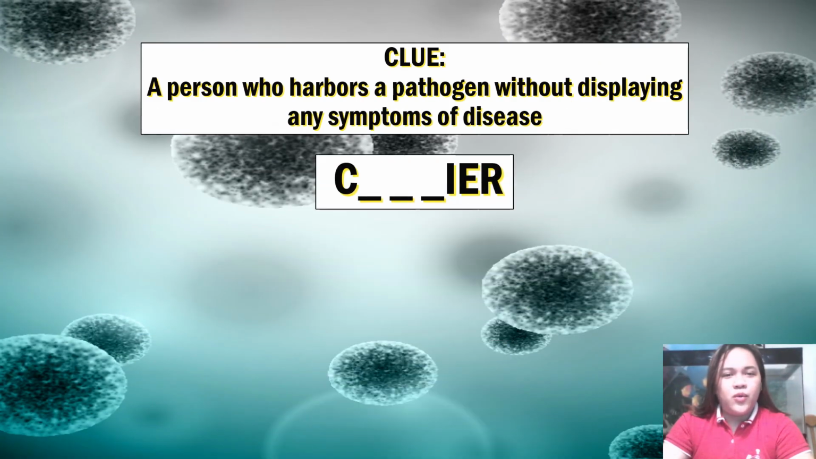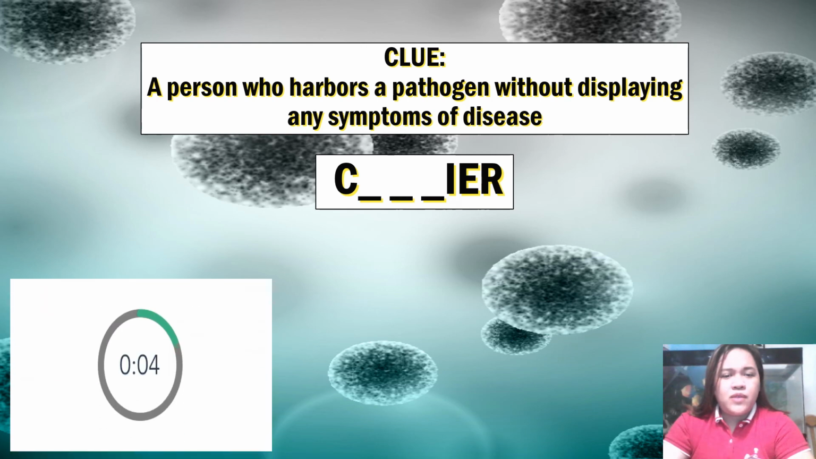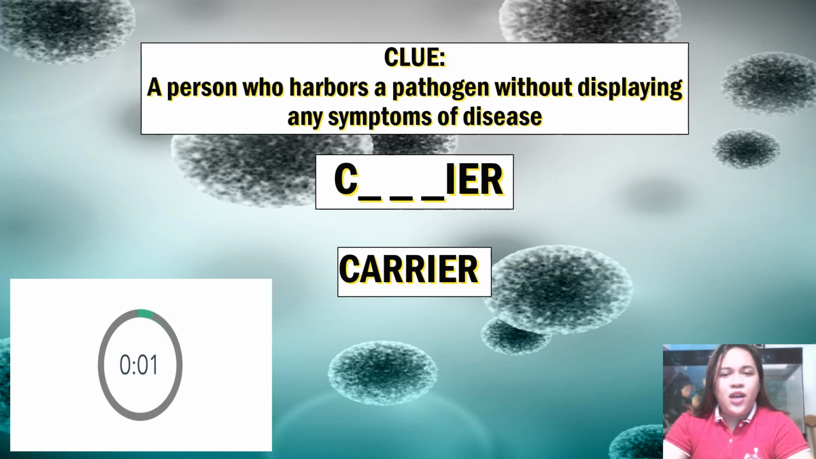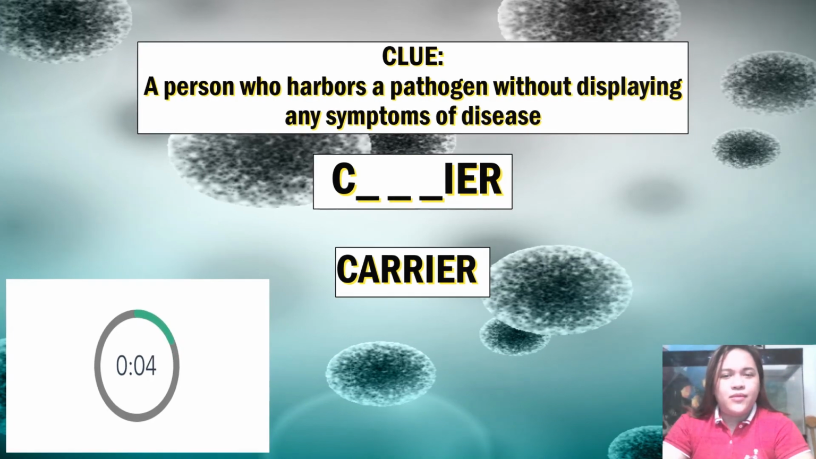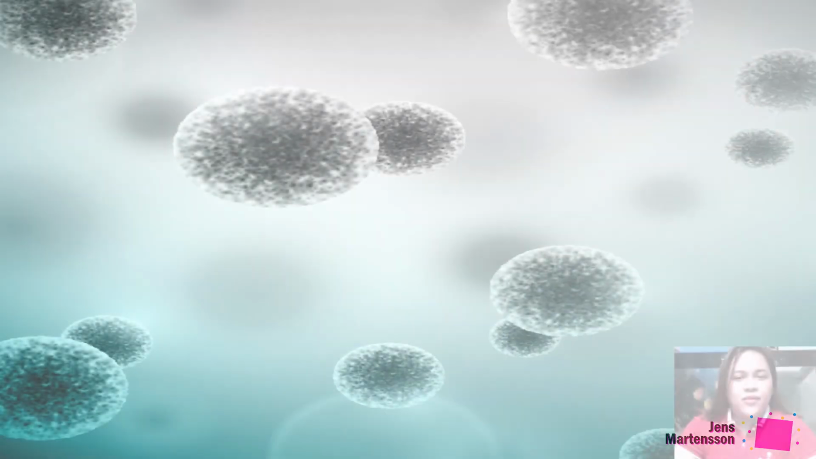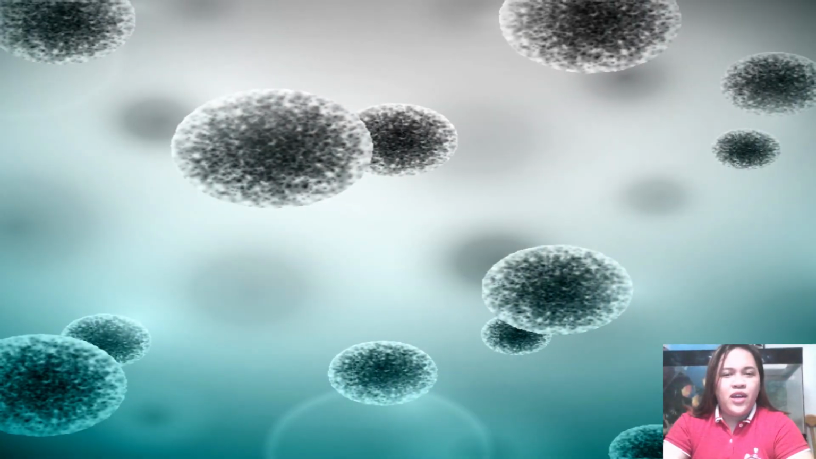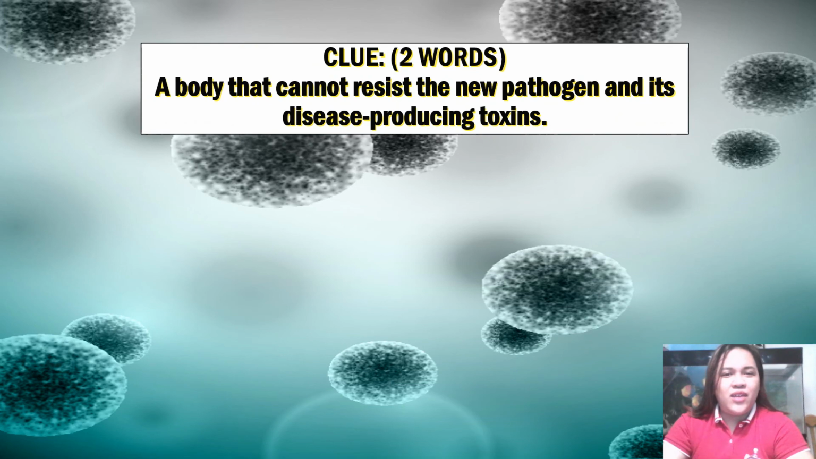Okay, here's your clue. This is a person who harbors a pathogen without displaying any symptoms of disease. So here's your clue. Oh, this is the word. So in 5 seconds, please answer this. Okay, time's up. The answer is carrier. How are you faring? Okay, let's have the third word.